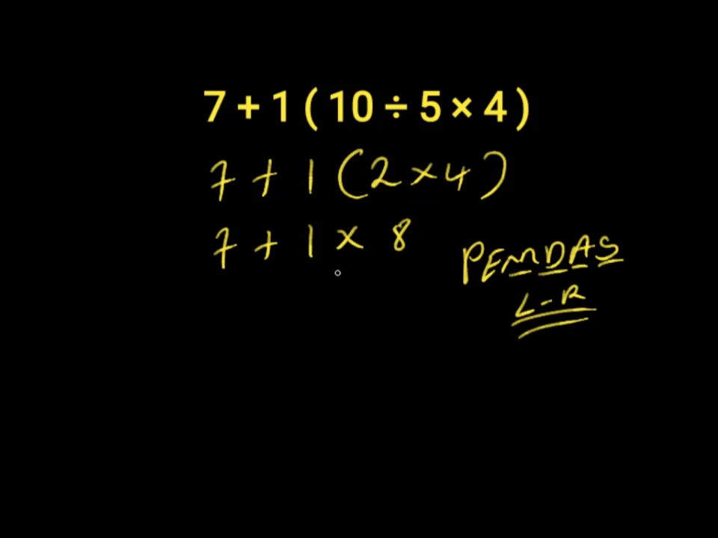1 times 8 will give us 8. Then we have 7 plus 8. 7 plus 8 is equal to 15. 15 is the right answer to this question.